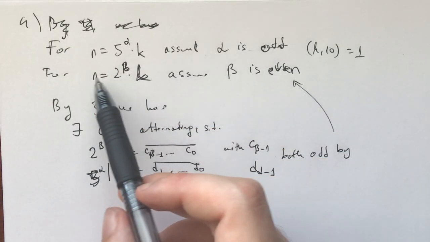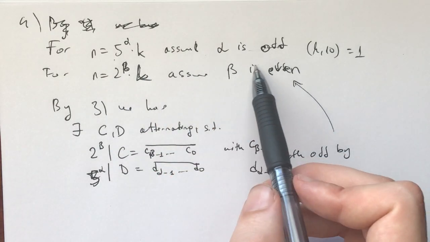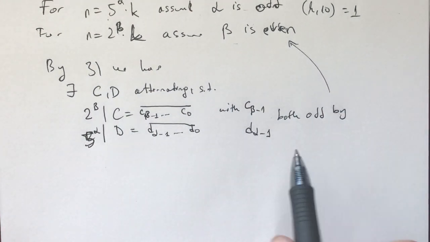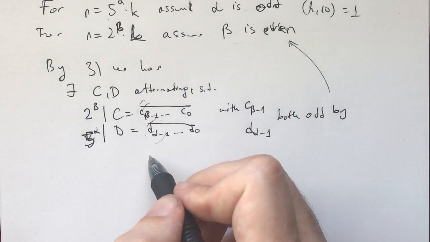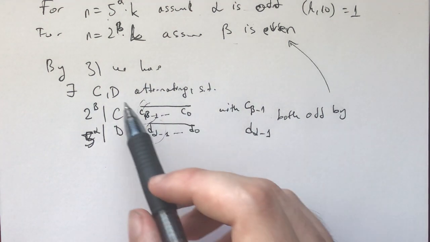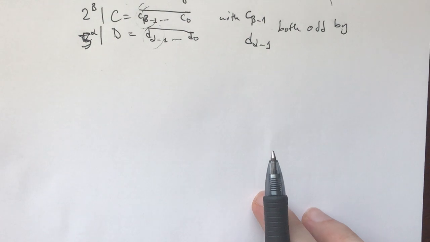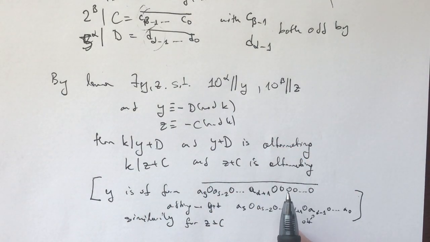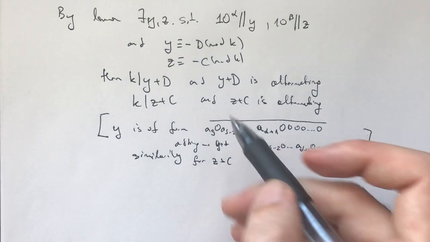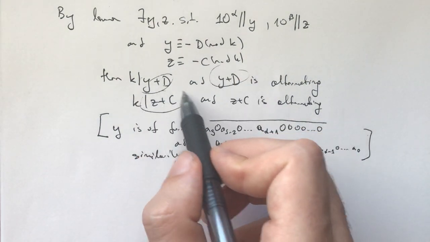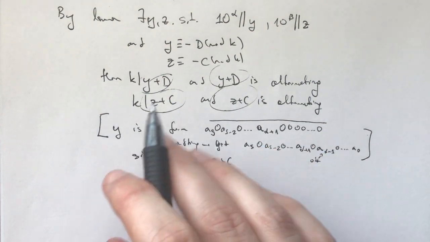So the first step is this. We take alpha that's odd, and beta that's even, so that the final digit here is going to be odd in both cases. And now what we do is we are appending these numbers, and we do this by the lemma, and this shows that k divides y plus d, which is alternating, and k divides z plus c, which is alternating.